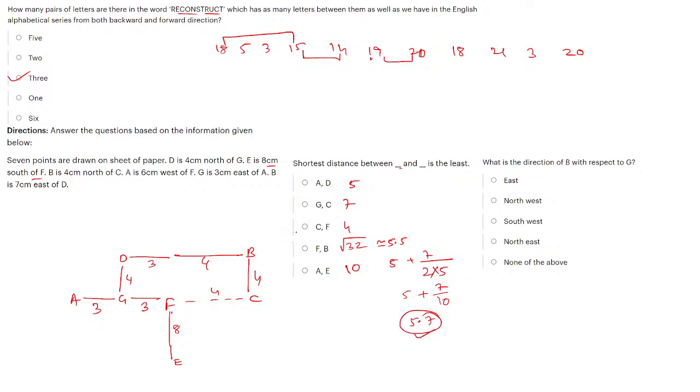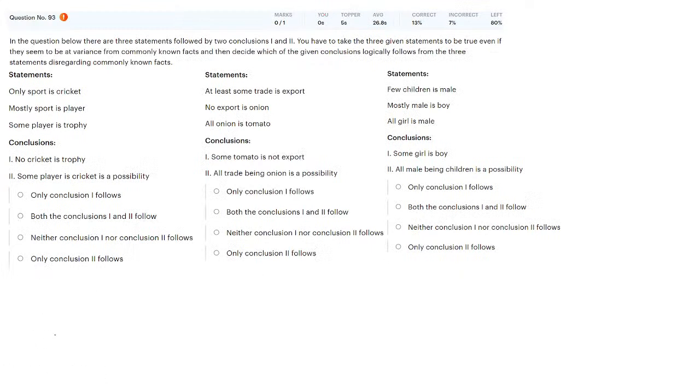So what is the least part? That is CF. Here it is. What is the direction of B with respect to G? B with respect to G, that is northeast. Right. Moving to next here.